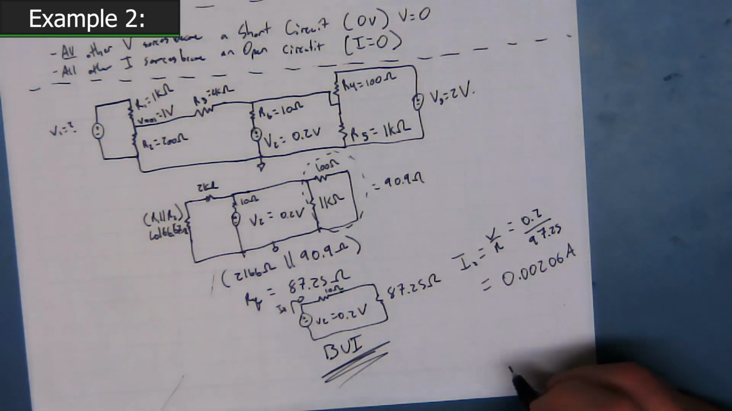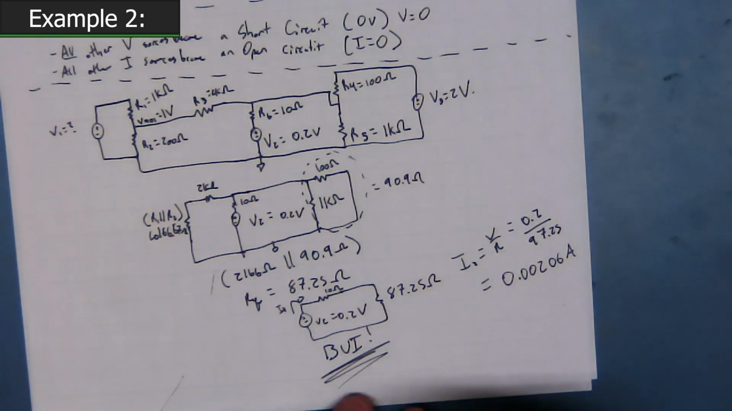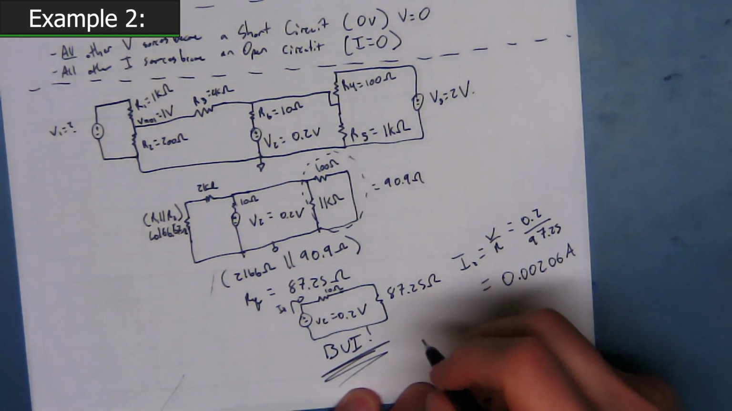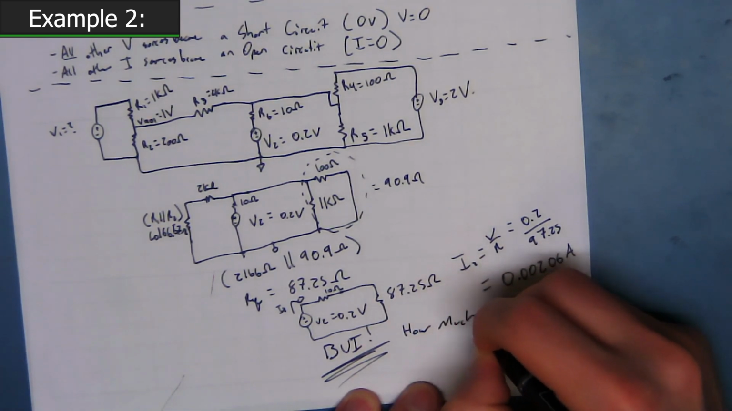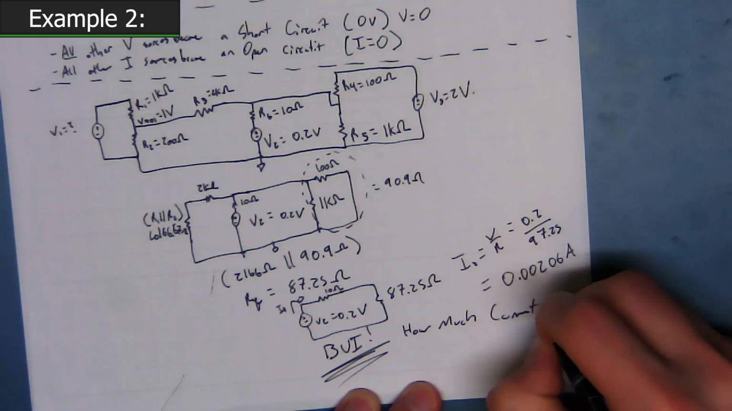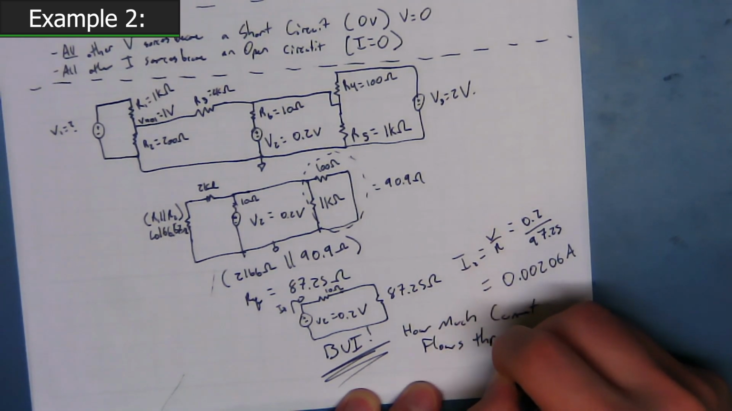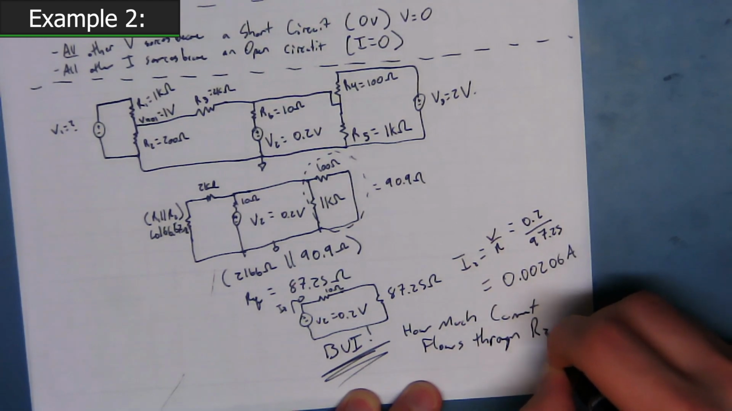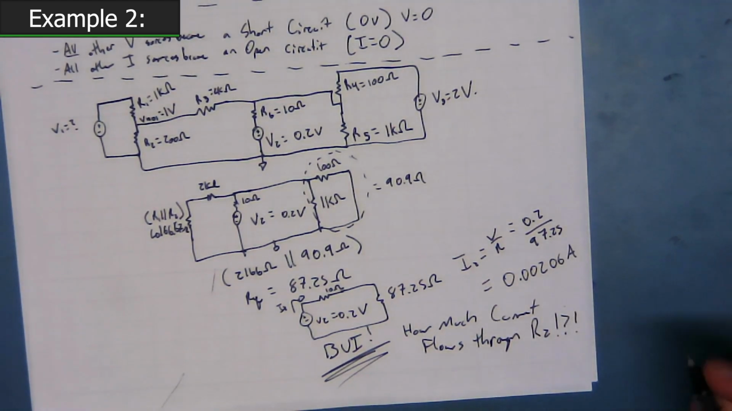How much current flows through R2? This is one of the problems with superposition.